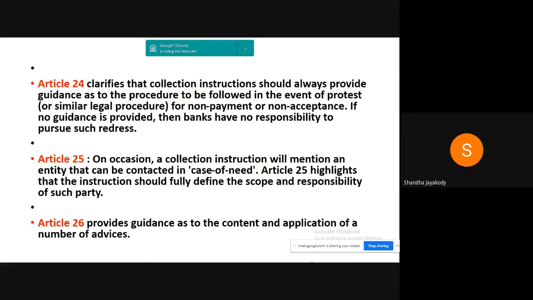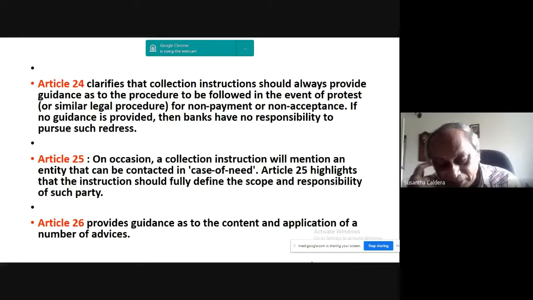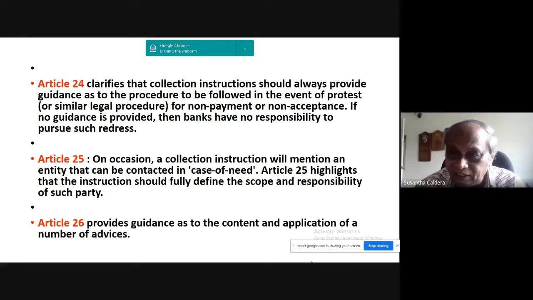No. The principal is the owner. The principal has informed the remitting bank, please include Mr. M.J. Pereira as the case of need. So, accordingly, the remitting bank has mentioned Mr. M.J. Pereira's name. But as a collecting bank or the presenting bank, can we accept Mr. Pereira's instructions?